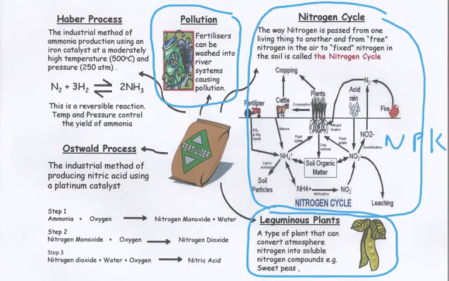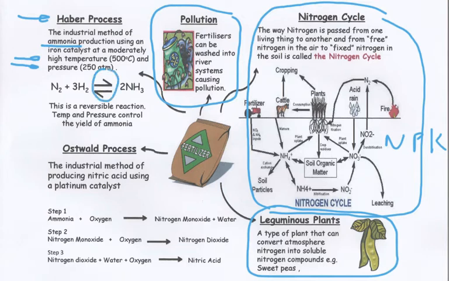Due to the number of humans around, humans need to look at using synthetic fertilizers. One of the processes used for making these is the Haber process. This is an industrial process for making a chemical called ammonia. Ammonia contains nitrogen and hydrogen, NH3. The process needs to be at a high temperature, about 500 degrees, and at a high pressure, about 250 atmospheres. This is due to the process being reversible.